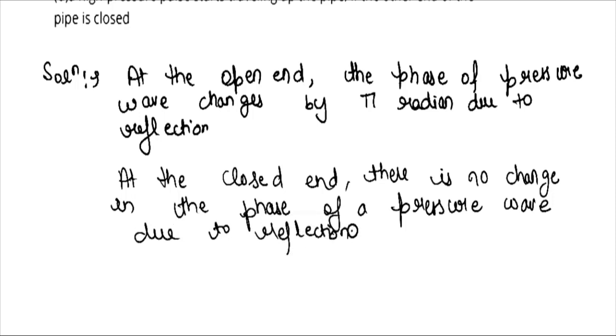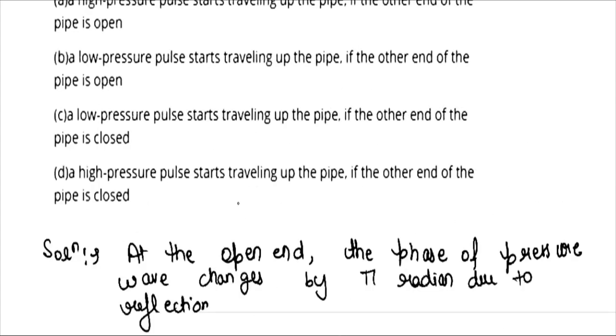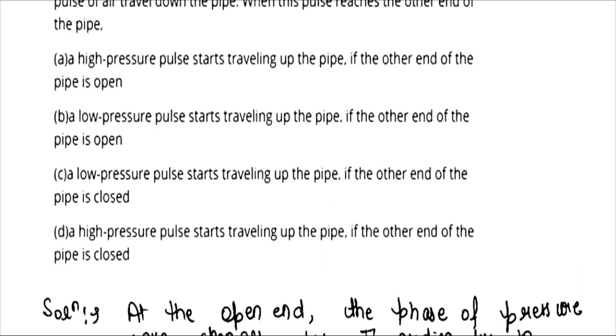So from this we can say that a low pressure pulse starts traveling up the pipe if the other end of the pipe is open. So from this we can say that option B is correct here. And a high pressure pulse starts traveling up the pipe if the other end of the pipe is closed. So two statements are correct here for this question. Thank you.